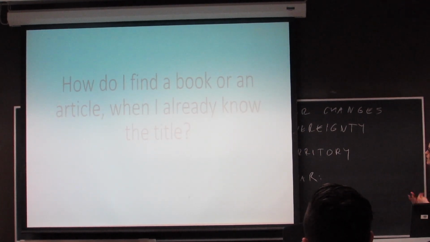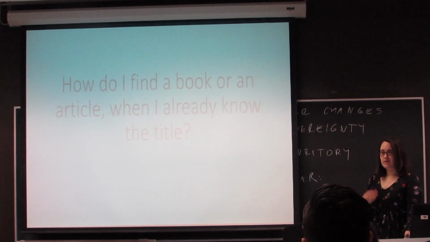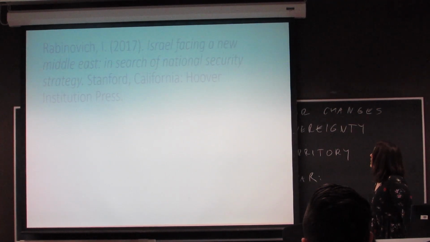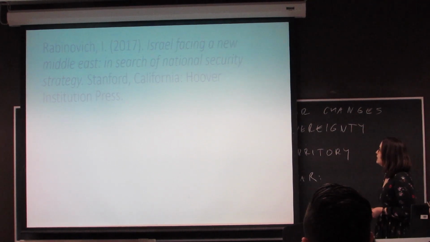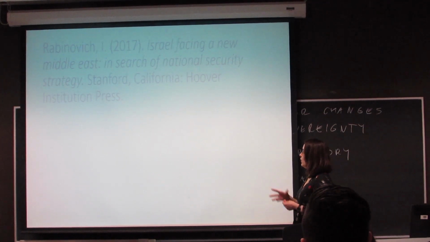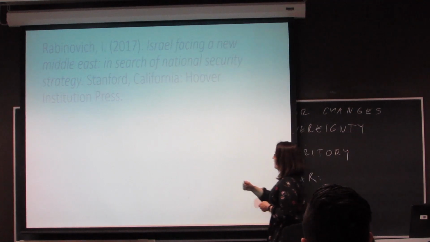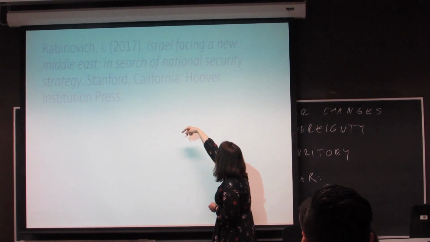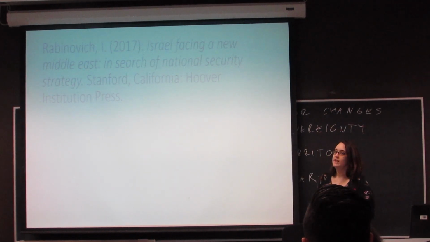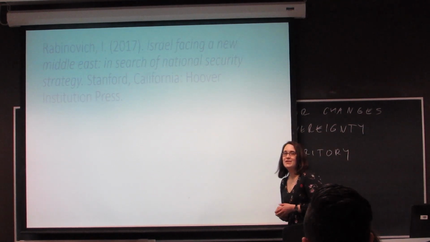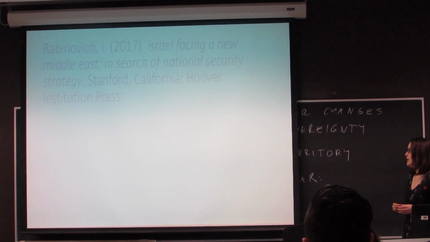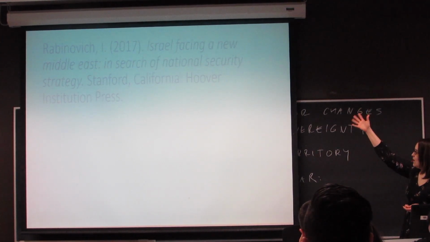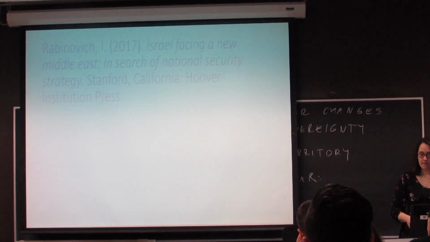Okay, so how do I find a book or an article when I already know the title? I just wanted to review this because there's a couple of ways to do it. We have this book from 2017, Israel Facing a New Middle East. How do I know it's a book? Well, there's a couple of things telling me. I have a city and state, Stanford, California, and I have a publisher. When you see a city and a publisher, it is not a journal article, because we don't include that information in a journal article citation in any citation style. So when you see this and one title, it's very likely a book.